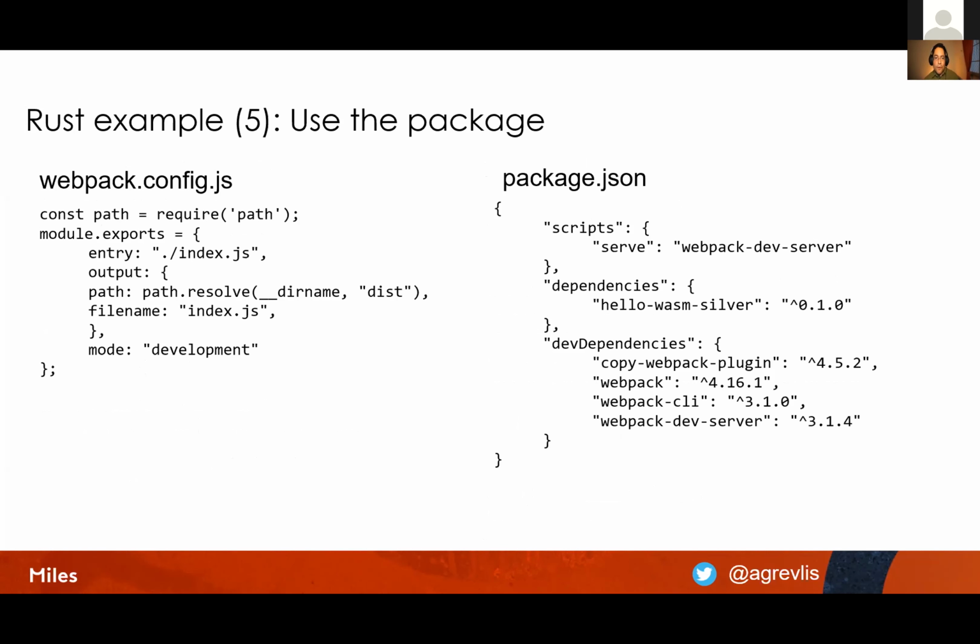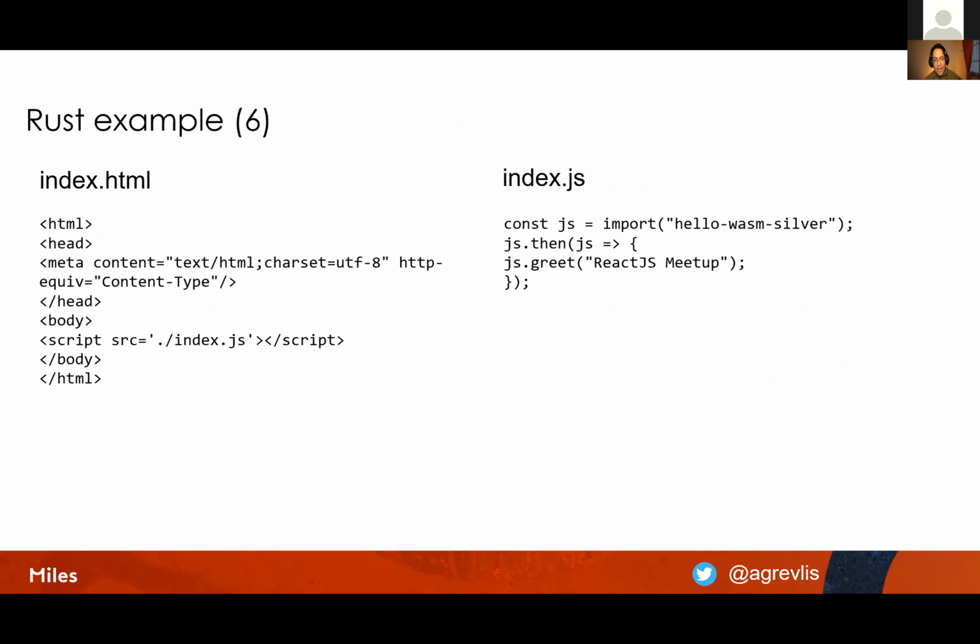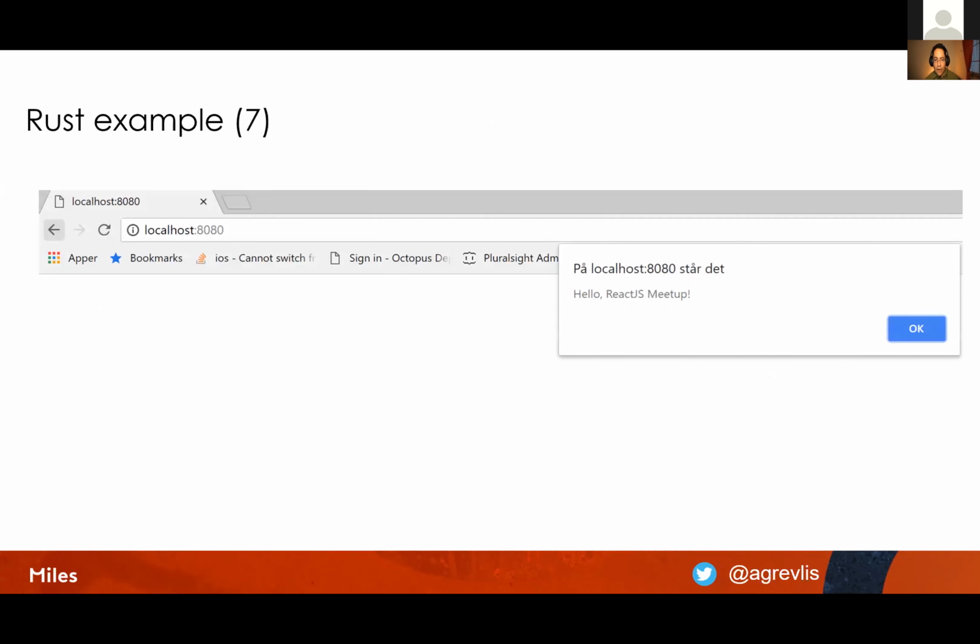If we want to use this package, we can define a regular webpack config file where we have an entry index.js file. Then we can also define a package.json where we have a dependency on our hello-wasp-silver package that we just created. Then we can create an index HTML file where we reference this index.js file. And this is a little bit important: we need to load it asynchronously in order for this to work. So we can import our hello-wasp-silver, and then run the js.greet function to print this out. And then we get it on our localhost here.